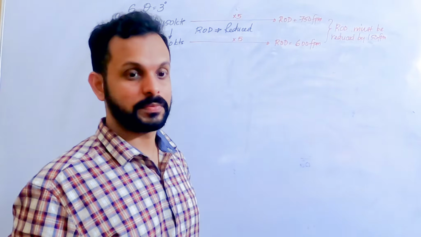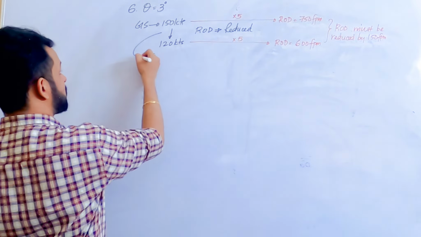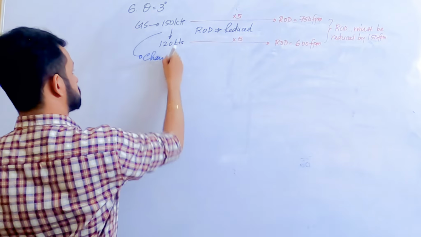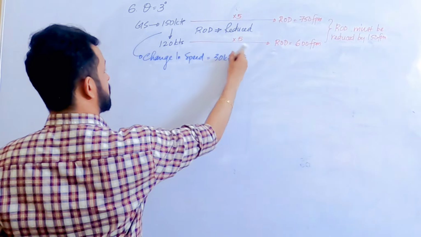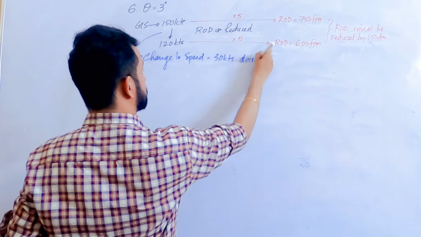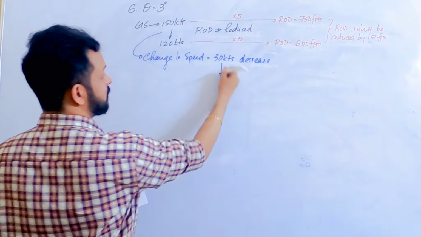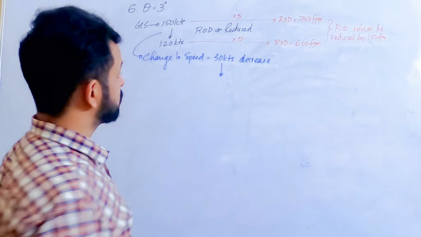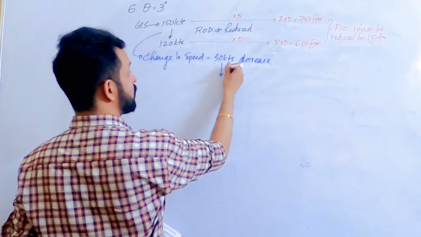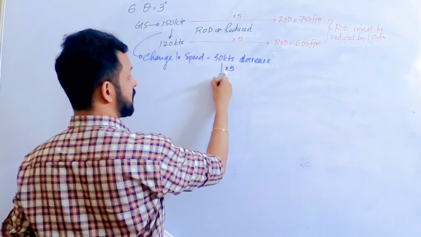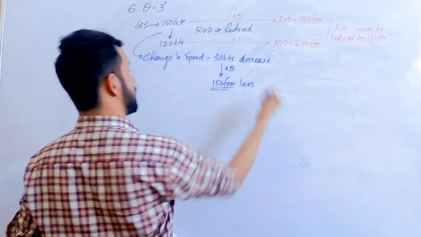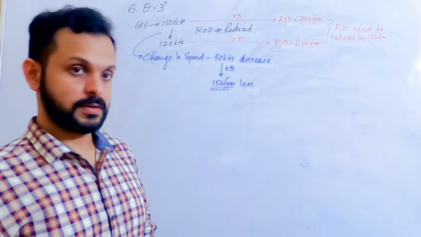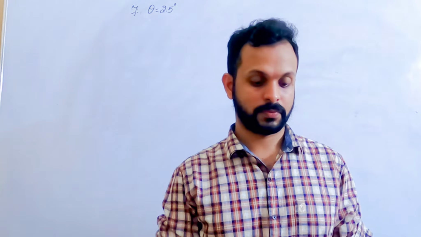Now the other way is what you told me, which is much easier. You can see that there is a change in speed. Delta speed is how much? It's 30 knots, a 30 knot decrease, right? Therefore, when your speed is reduced, your ROD also must reduce. Since there is a 3 degree glide slope, you have to multiply this by 5, which is a gradient, and therefore 150 feet per minute less rate of descent. Okay. Understood the story?